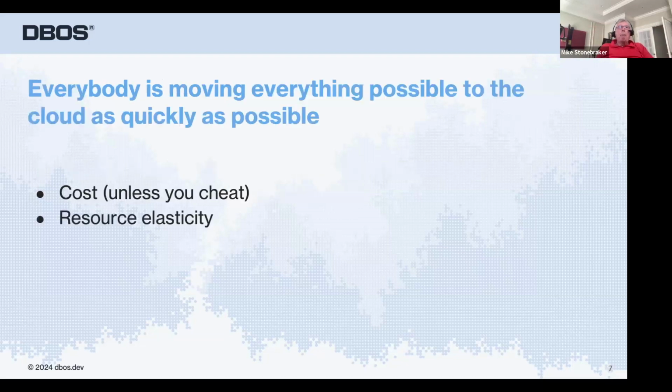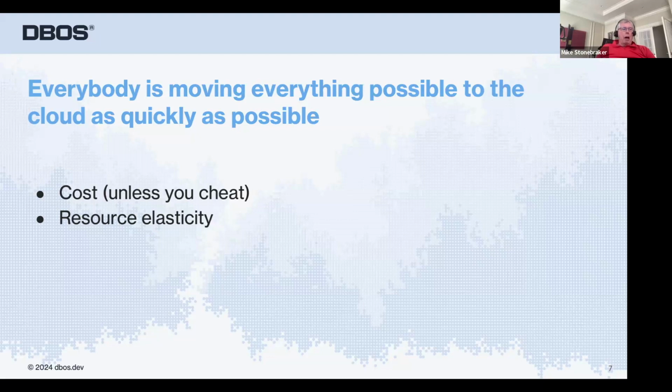Next slide. Now there is a little context. First of all, everybody on the planet is moving everything possible to the cloud as quickly as possible. Unless you've been hiding under a rock somewhere, you're well aware of this. And why is this happening? There's two big reasons. One is cost. It's cheaper. And I have a big caveat here, which is unless you cheat.